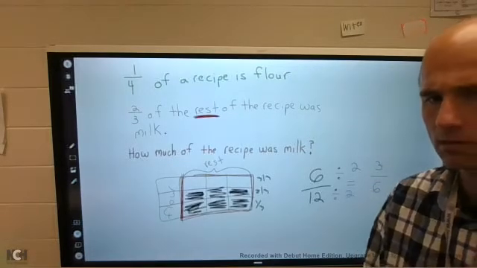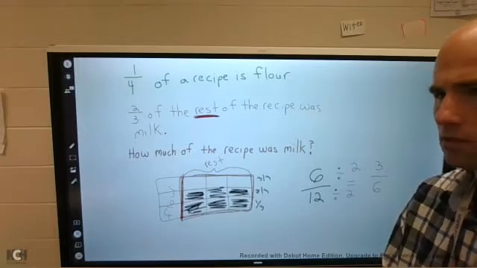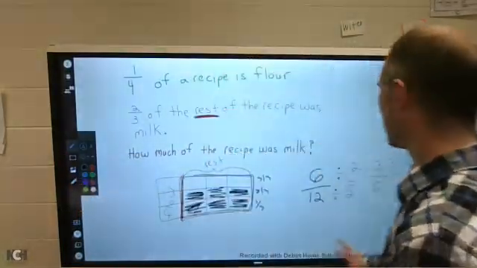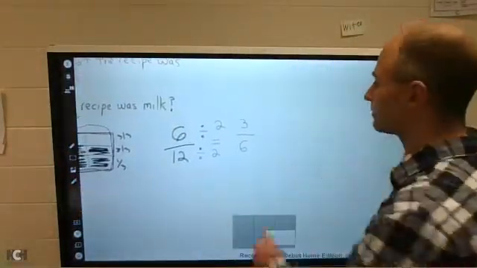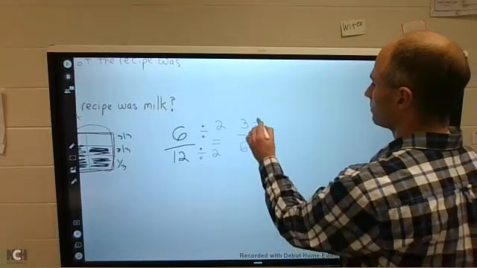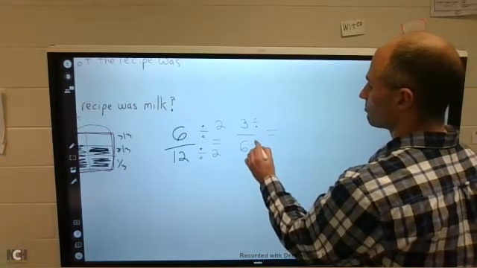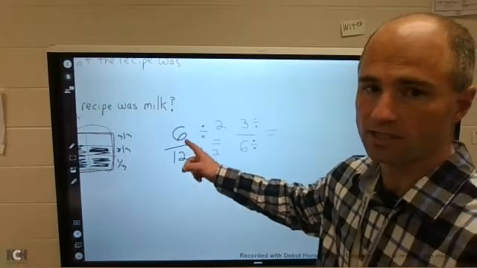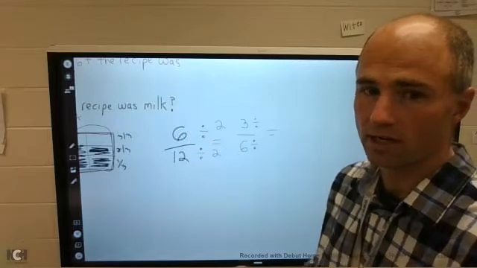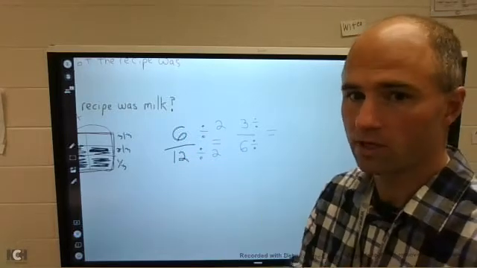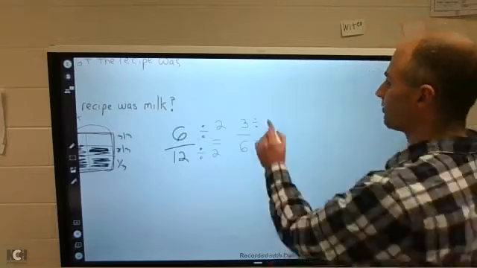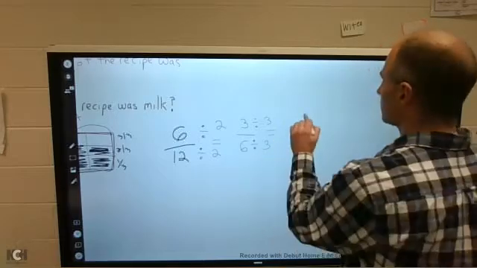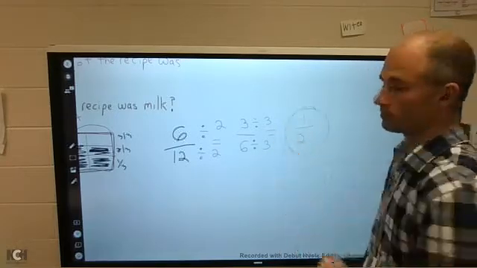Wait a second. 3/6. I think I can simplify that again. So I'm going to go ahead and simplify it again. Now, some of you might have realized right off the bat that 6 can go into 12, and could have divided by 6 instead of by 2. But maybe you didn't recognize that, and it took you simplifying twice to get your final answer.